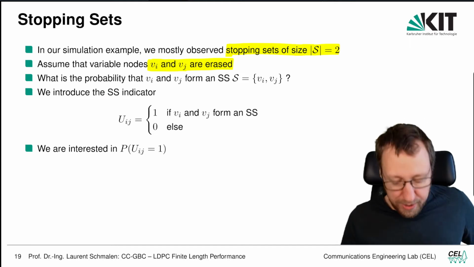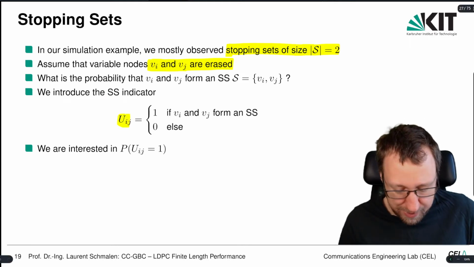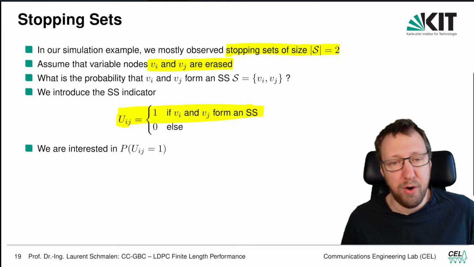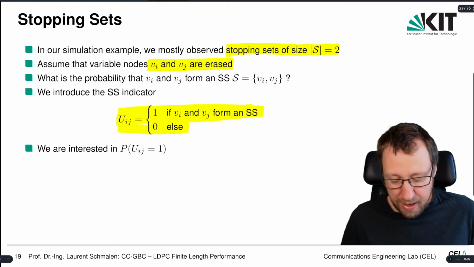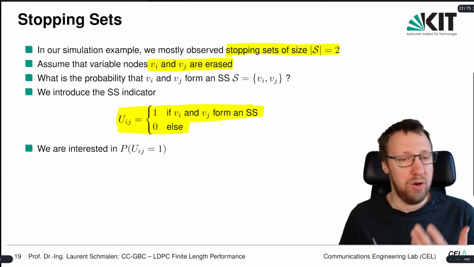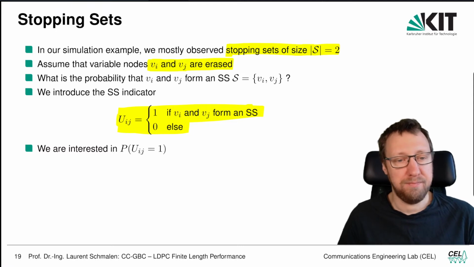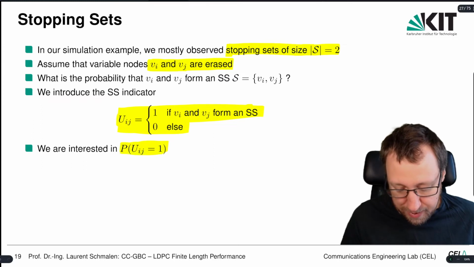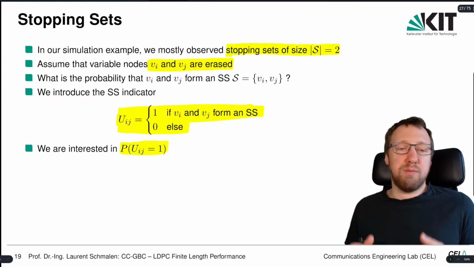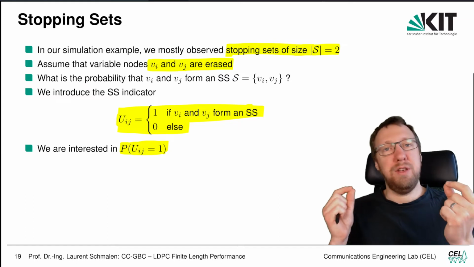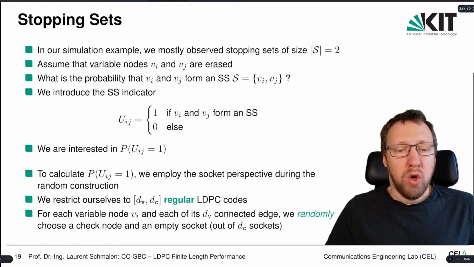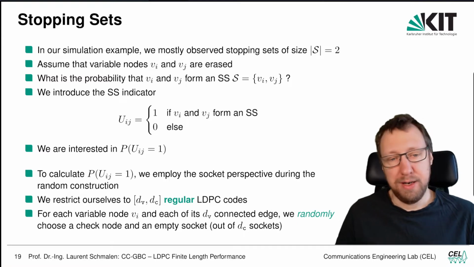For this, we introduce the so-called stopping set indicator, UIJ. UIJ is equal to 1 if VI and VJ form a stopping set, and it's 0 if they do not form a stopping set. What we are interested in is the probability that UIJ is equal to 1, so it's the probability that VI and VJ form a stopping set. Okay, so how do we calculate this probability?